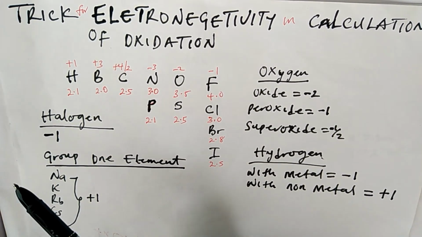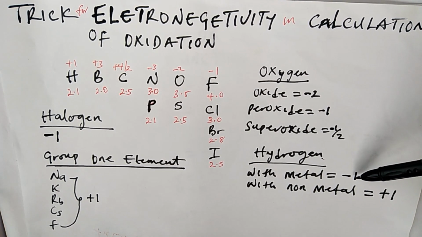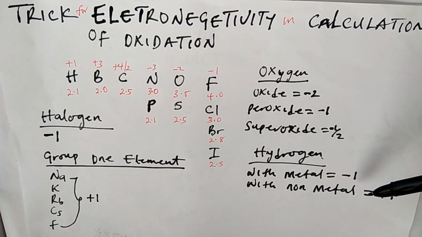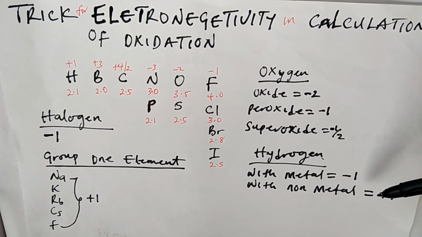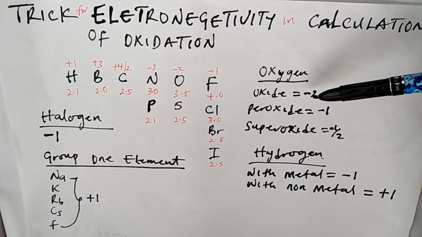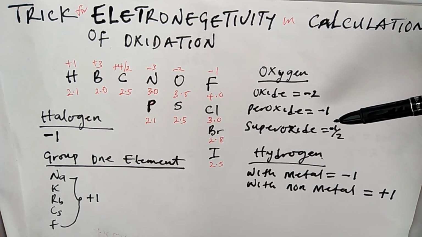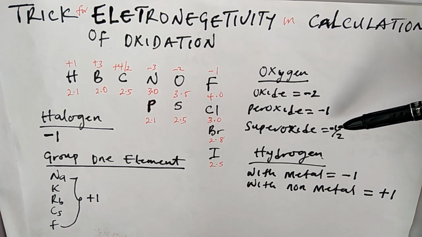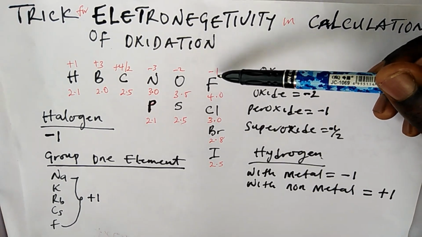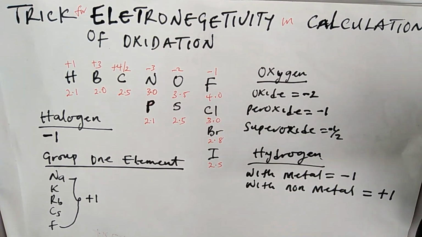When oxygen is directly attached to a metal, it carries a -1, while when it's directly attached to a non-metal, it carries a +1. Now, oxygen has a -2 when it's an oxide. When it's a peroxide, it has a -1 oxidation number, and when it's a superoxide, it has a -0.5 oxidation number. For halogens, that is fluorine, chlorine, bromine, and iodine, they usually have a -1 oxidation number.